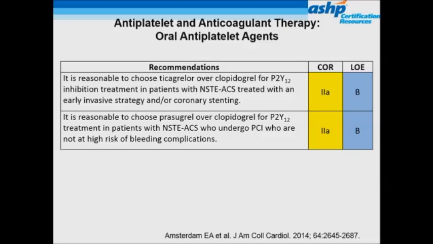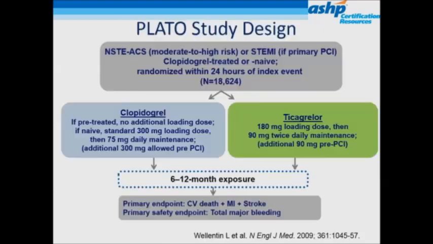With ticagrelor, that can be anybody with NSTEMI, based on the way it was studied, whereas for prasugrel you'll notice it is slightly different, and the recommendation is really only for patients who are going to PCI. It has to do with the way those two drugs were studied for this indication. For prasugrel, everybody had to get PCI, whereas in the study I'll present with ticagrelor, they allowed both medical therapy and the early invasive strategy with PCI.